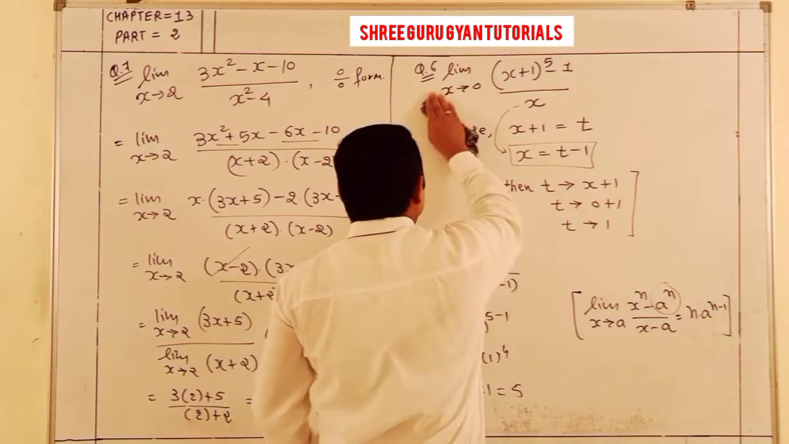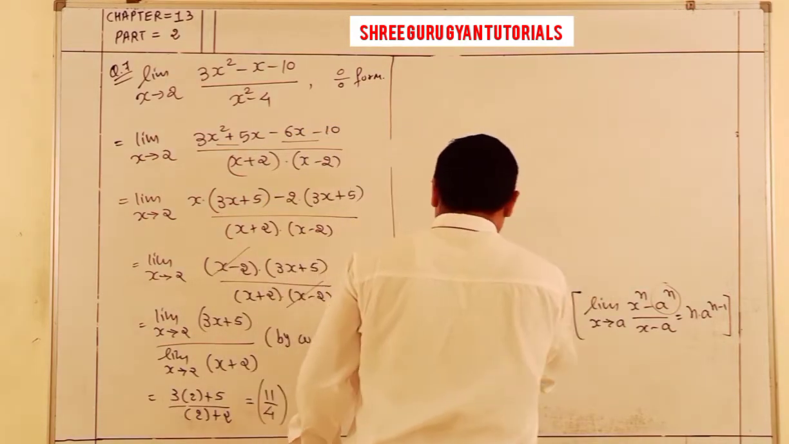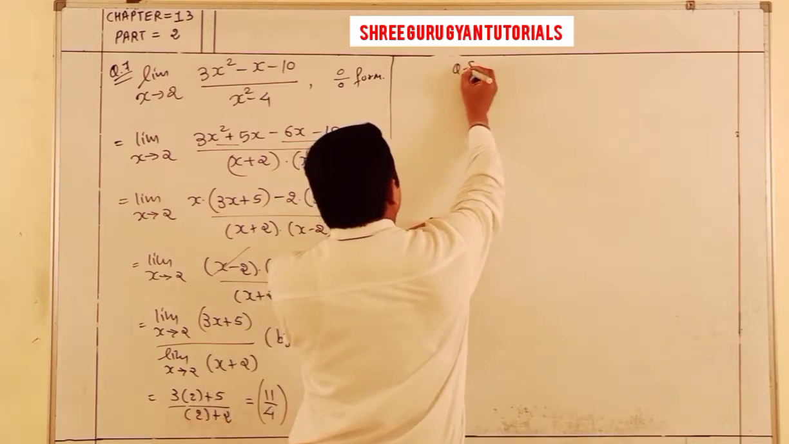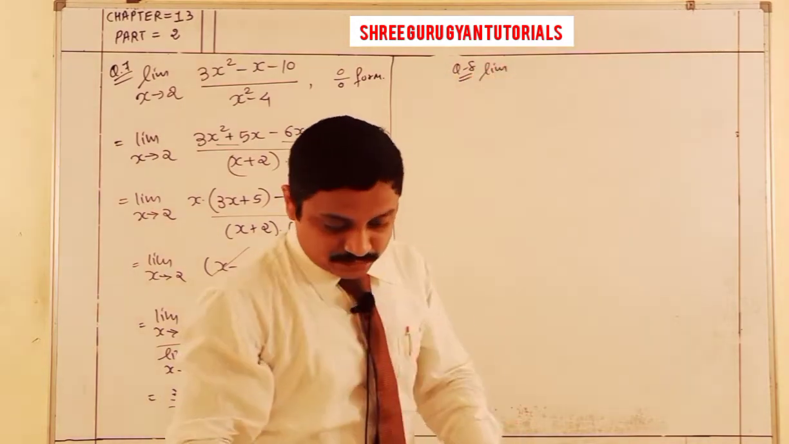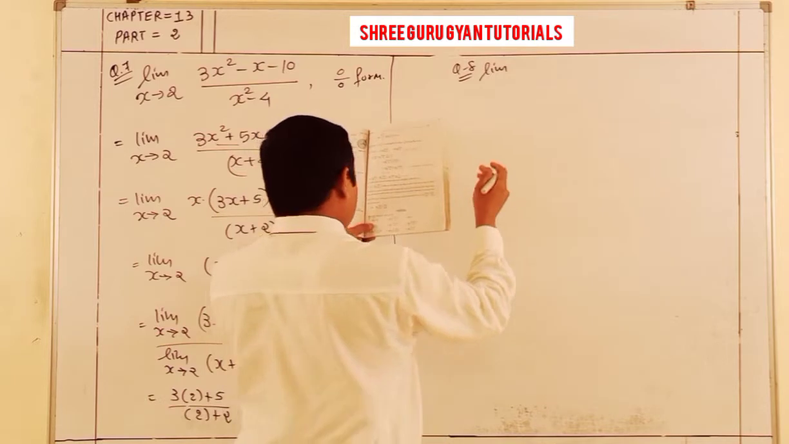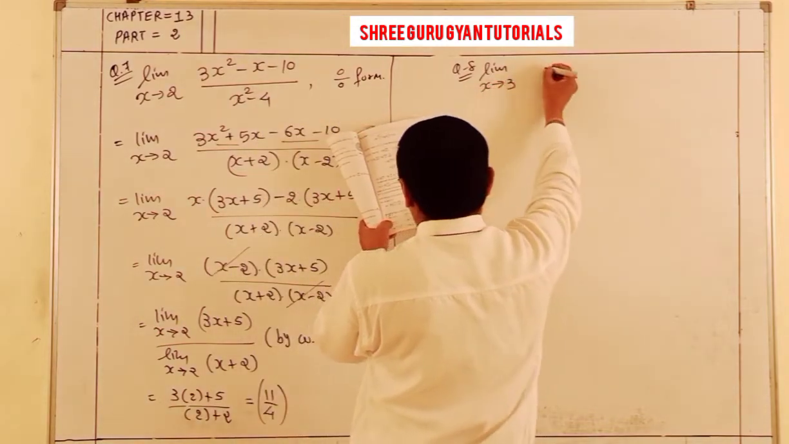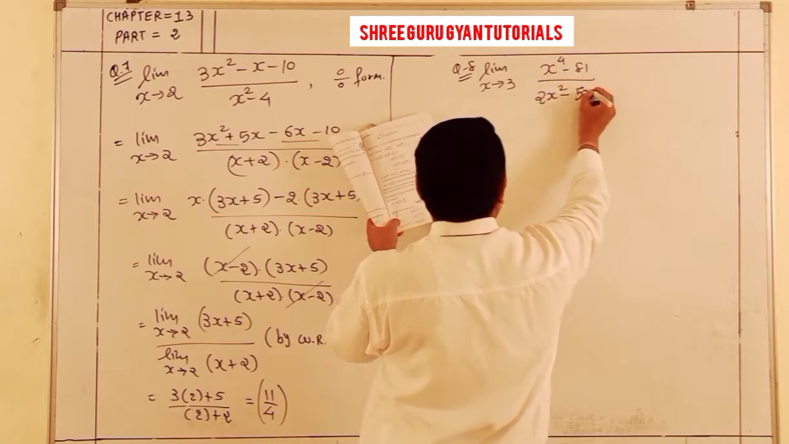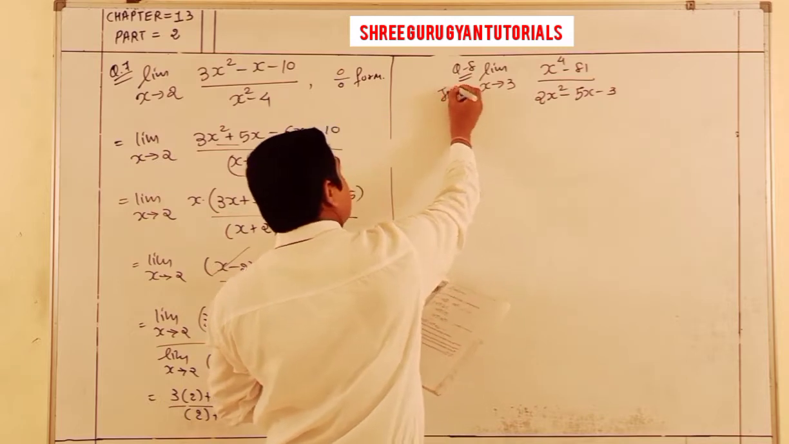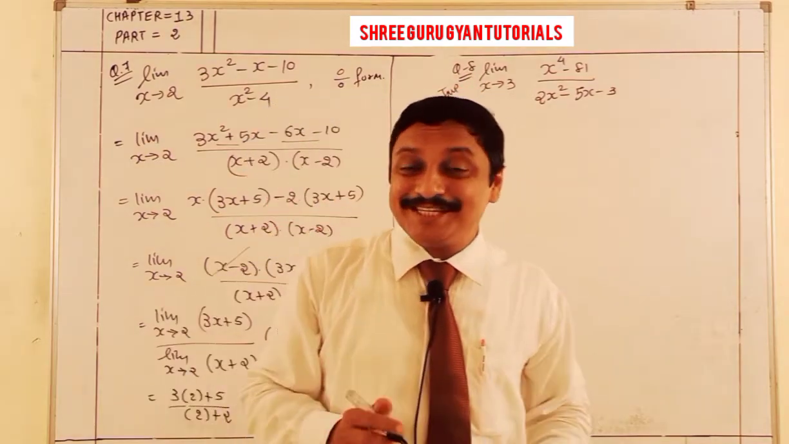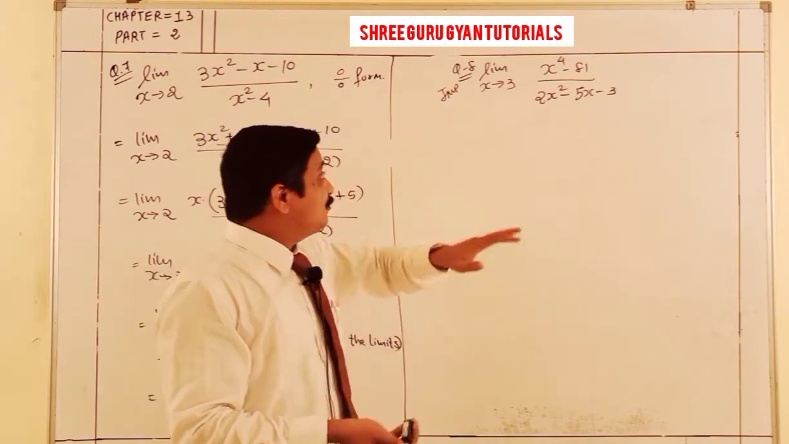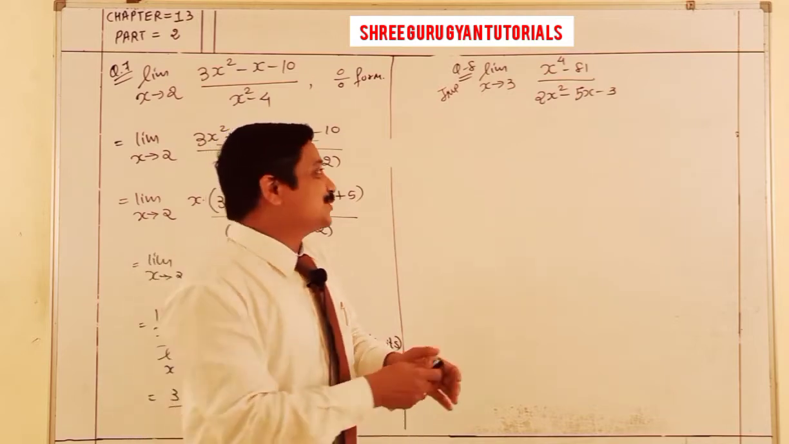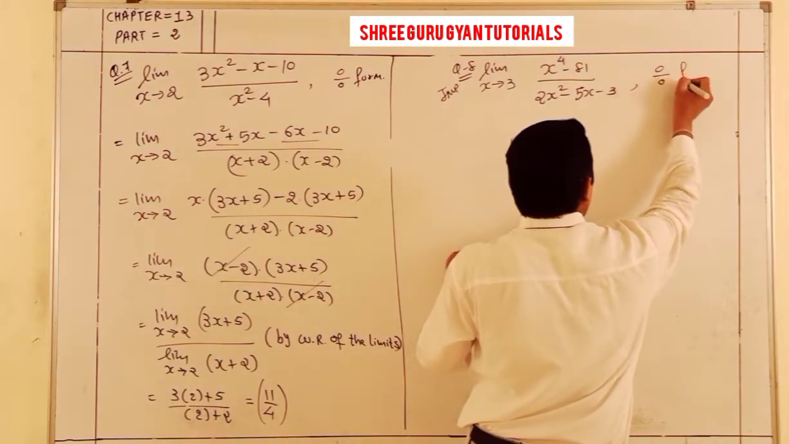Now continue with question number 8. It is also very easy. Limit x tends to 3, (x⁴ − 81) / (2x² − 5x − 3). Students, tick mark this also in the IMP list. Here also you check denominator and numerator. If you put the limit 3 raised to 4 is 81, and 81 minus 81 is 0 by 0.